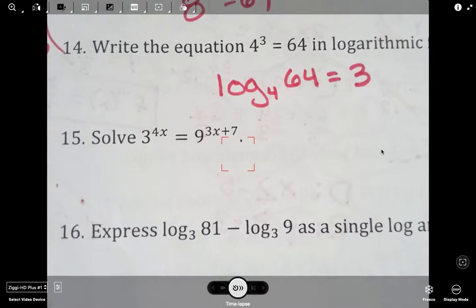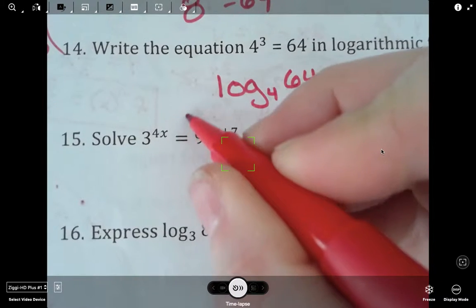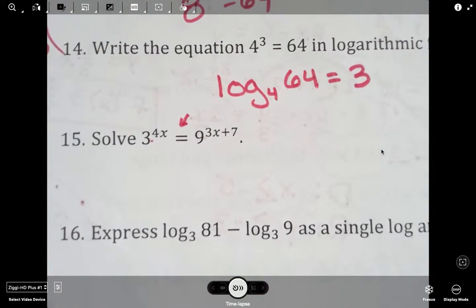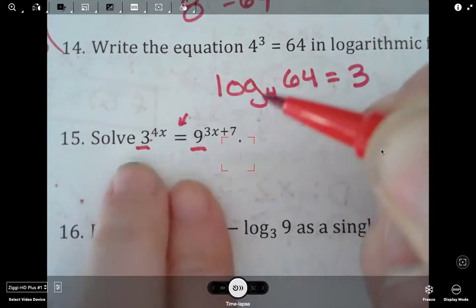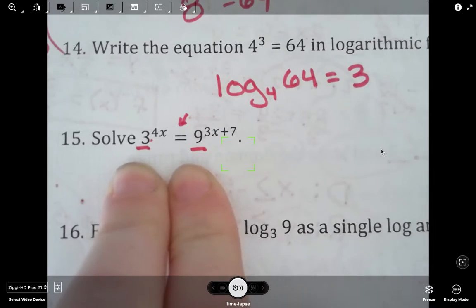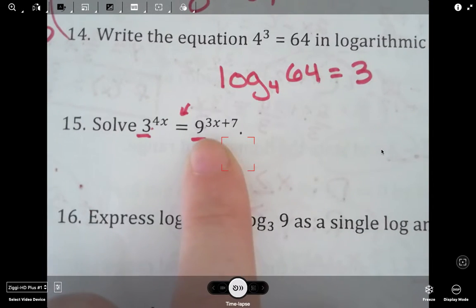Number 15. Solve. 3 to the 4x equals 9 to the 3x plus 7. Now we have an equal sign, and these are two exponential functions that are equal to each other. Remember what we tried to do? We want to try to get the bases to be the same number. So this 3 and this 9, we want to get those to be the same number. Now, 9 I know is 3 times 3, but we don't want to write it as 3 times 3. How do we write this to be the same base?